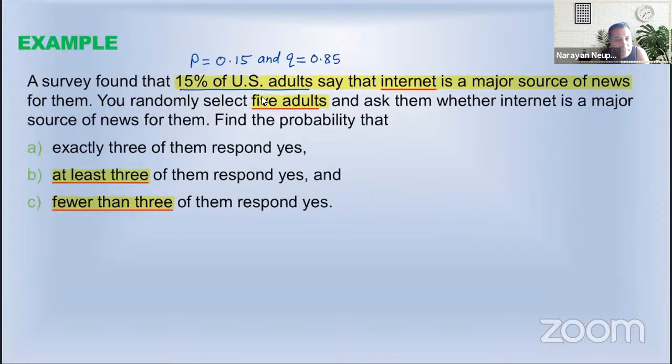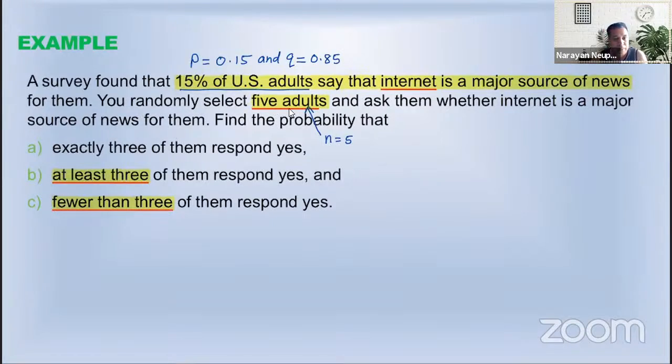You randomly select 5 adults. That means you are asking the question to 5 adults, so N is equal to 5. When you ask these 5 people whether they use the internet as the source of news or not, they will say yes or no. The probability that they will say yes is 0.15, and the probability that they will say no is 0.85.